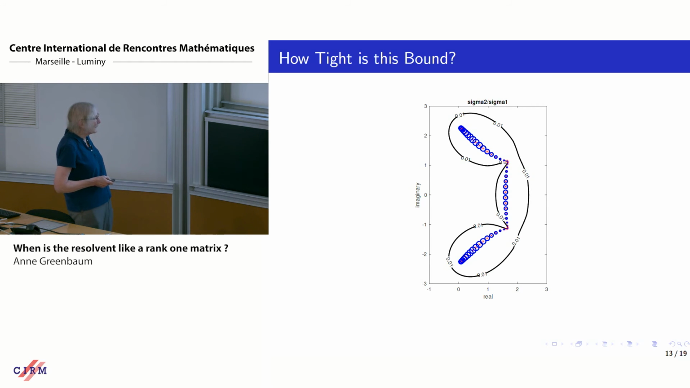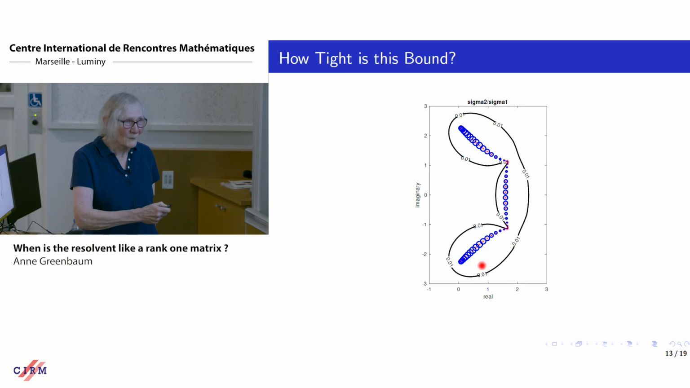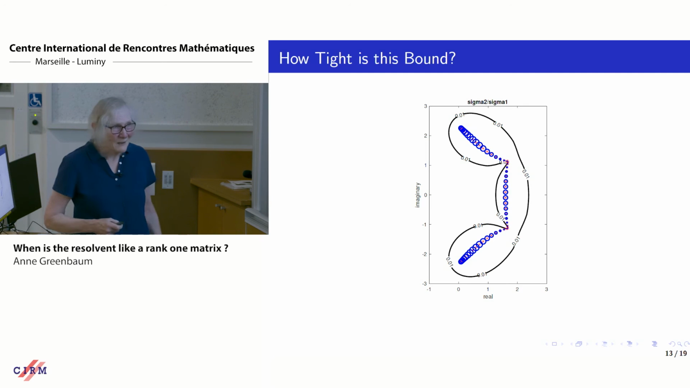How tight is this bound? Well, the answer is not very tight at all. This is the Grcar matrix again, and what the bound indicates is that sigma 2 over sigma 1 will be less than 0.01 everywhere in these blue circles. The circles have radius larger than 0.01. In fact, it's like 0.1 because it's the square now of Z that determines the change in the singular values. But it comes nowhere near explaining this very large region where, in fact, sigma 2 over sigma 1 is less than 0.01.